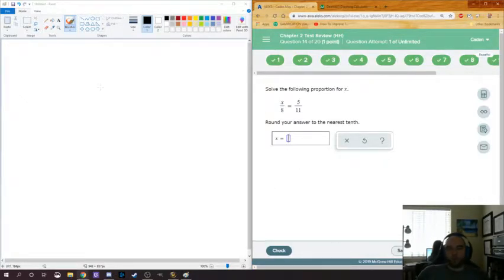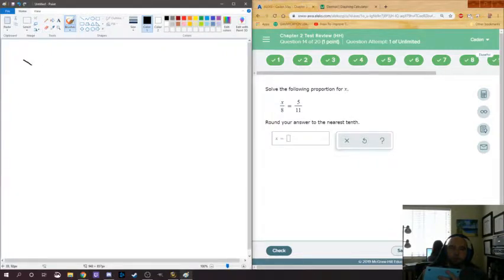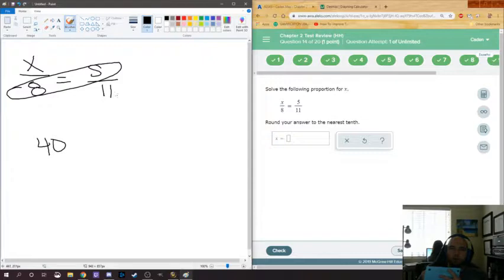Alright, now we're on to proportion problems. Yay, proportion problems. They're actually kind of easy, honestly. All you do is you cross multiply. So 8 goes to 5, that's 40. 11 goes to x, that's 11x. Then to solve for x, you need to divide by 11. And the answer is 40 over 11.